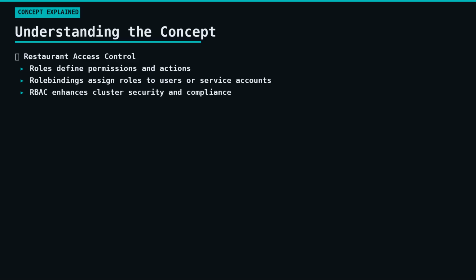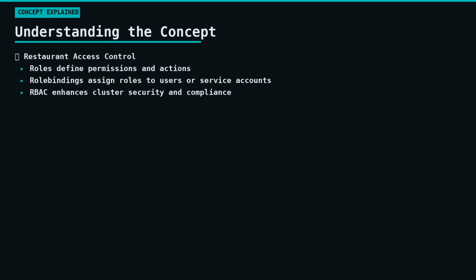Kubernetes RBAC, or role-based access control, is like a restaurant's access control system. Just as a restaurant has different roles like chefs, waiters, and managers, each with specific permissions, Kubernetes RBAC allows you to define roles for users or service accounts. These roles determine what actions can be performed on cluster resources. The core concept here is to ensure that only authorized entities can access or modify resources, enhancing security and compliance.